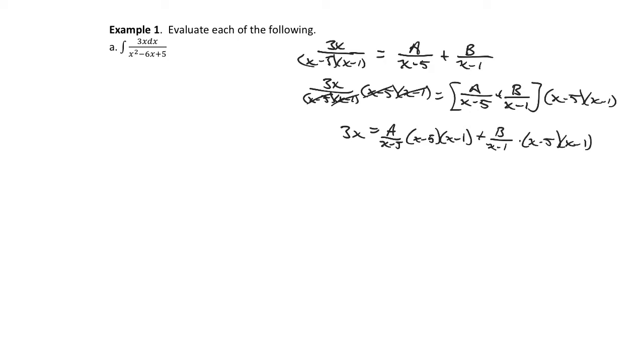In the first term, the x minus 5's reduce. In the second term, the x minus 1's will reduce. And we end up with the equation 3x equals a times (x minus 1) plus b times (x minus 5). We want to know what the values of a and b are.